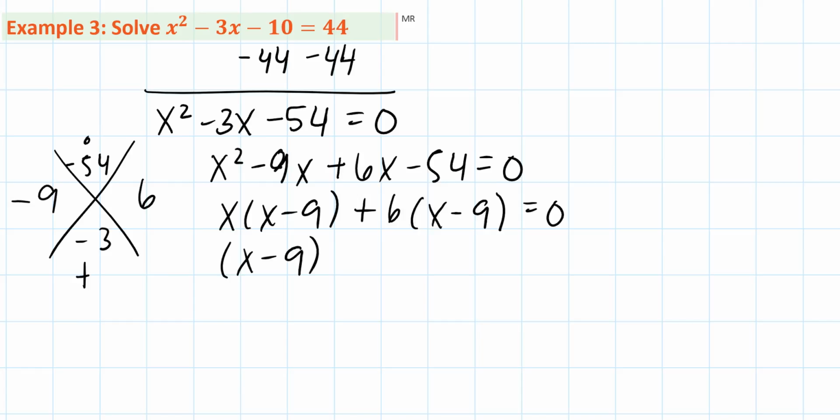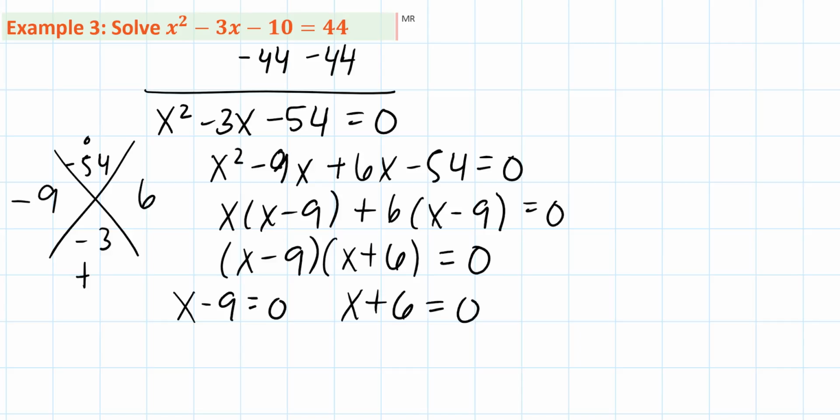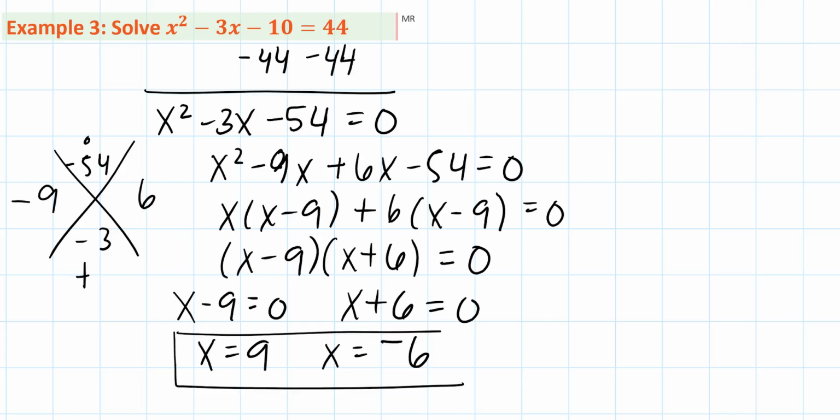So we've just factored the equation so that it looks like two things multiply to 0. And when two things multiply to 0, one of those things, one of those factors must equal 0. And here are our two solutions. I'll leave it to you to check.